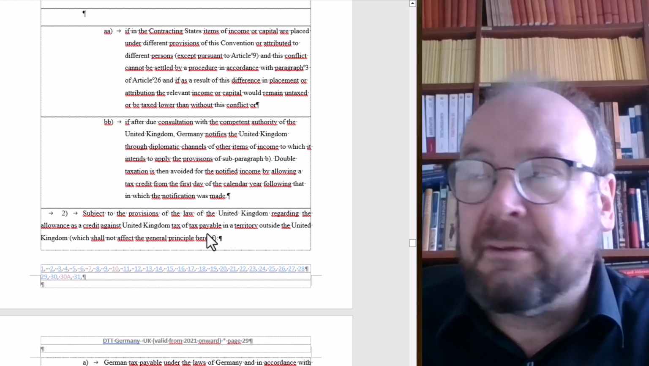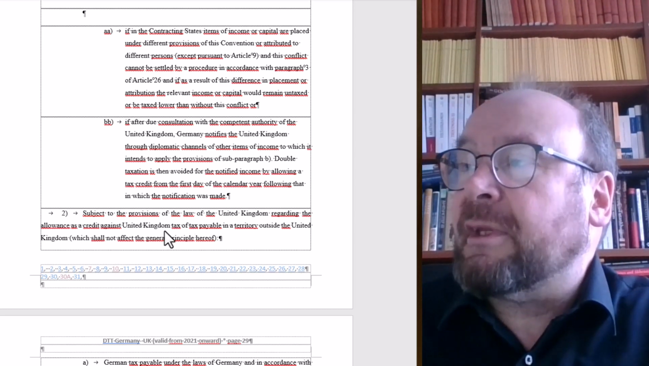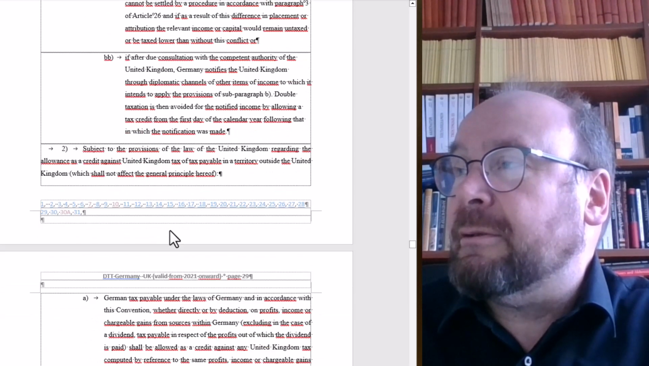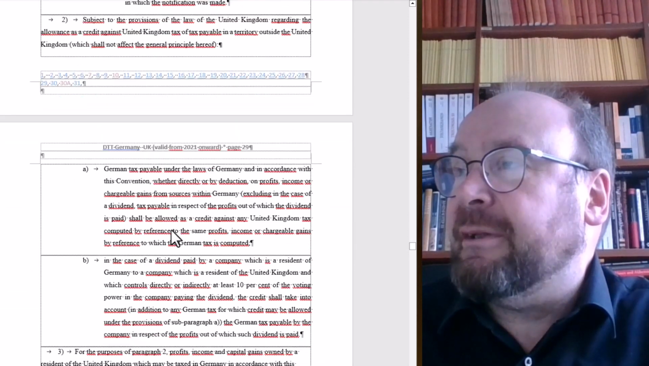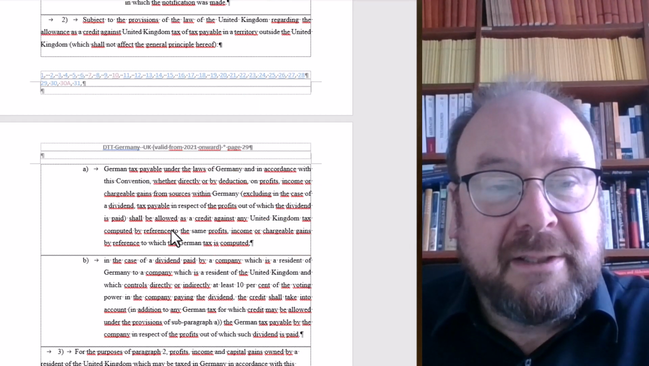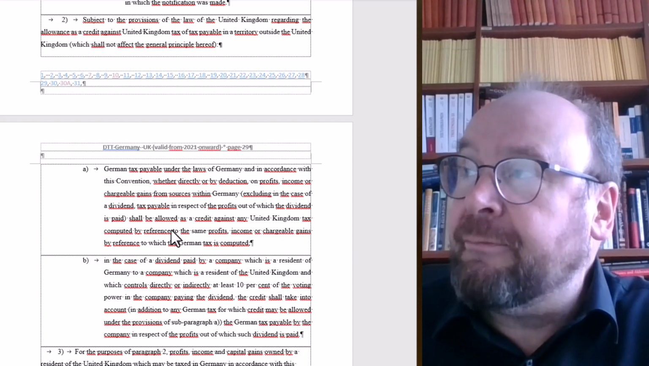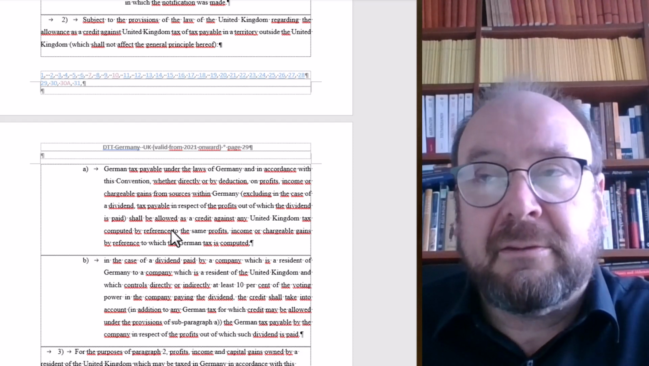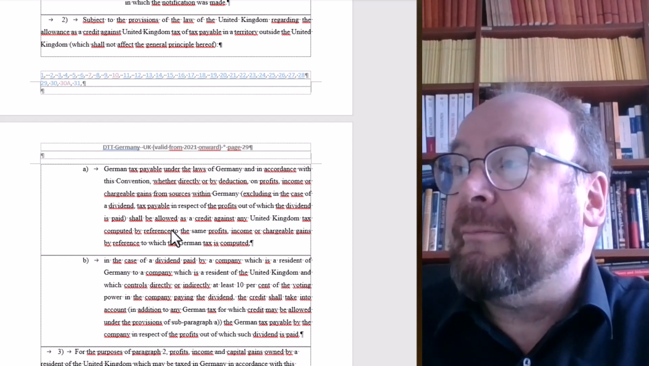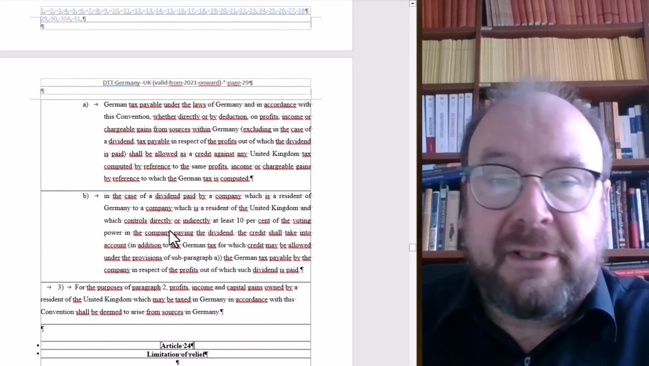relatively small: subject to the provisions of the law of the United Kingdom concerning the details, there will be a credit against the UK tax, and that will be the German tax payable under the laws of Germany and in accordance with this convention. You see here that there are, again, conditions. Credited will be German tax, which is payable under German law, and only to the extent to which this convention allows German tax. Well, and then there are some other details which do not apply in our case here.